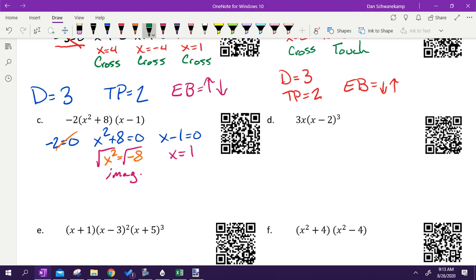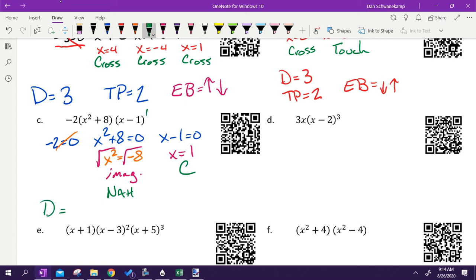It's a trick question. Neither. It's imaginary. You're not touching or crossing the x-axis. Okay? You don't have either. You're not touching or crossing because it doesn't do it. It's imaginary. Okay? At x equals 1, touch or cross? Cross because it's to the first power.